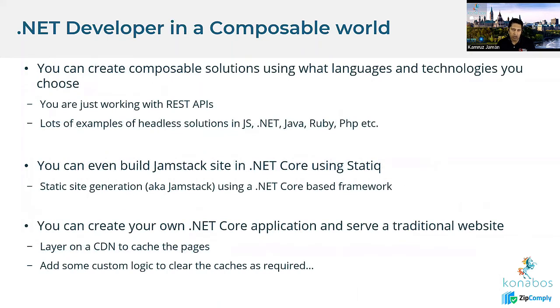You can also create composable solutions in whatever languages you like. So I mentioned earlier that they just use REST APIs, they're headless systems. So there's lots of examples available in JavaScript, .NET, Java, Ruby. Depending on the vendor, they'll give you a bunch of different examples. And you can build Jamstack sites using .NET Core.